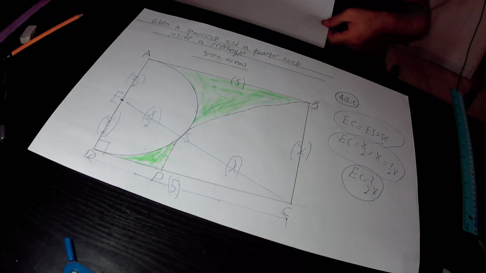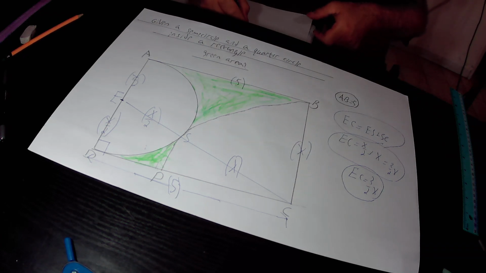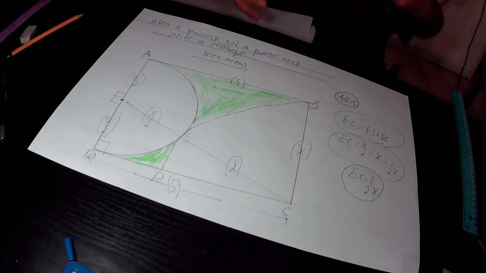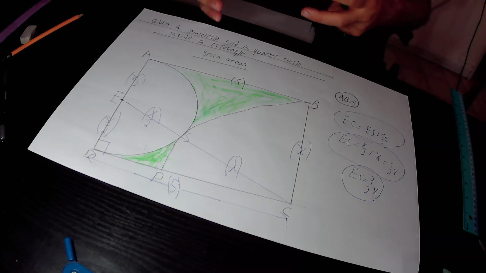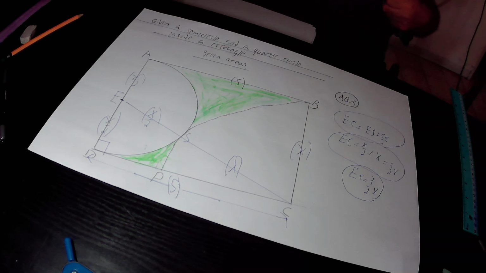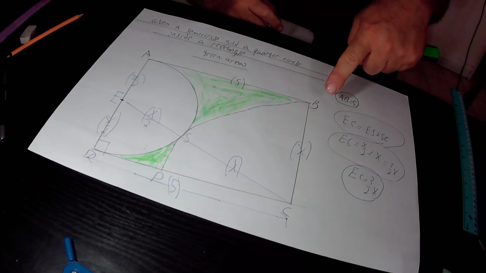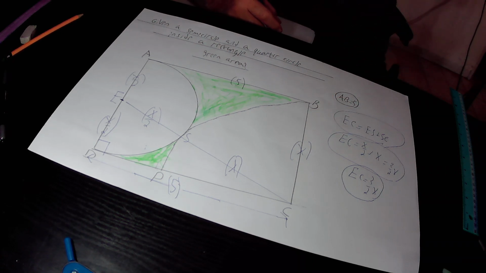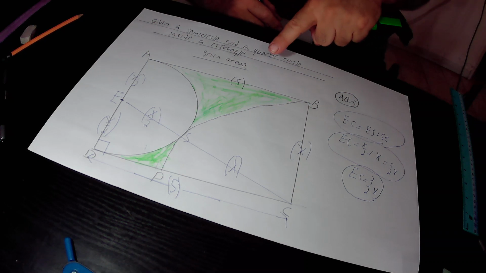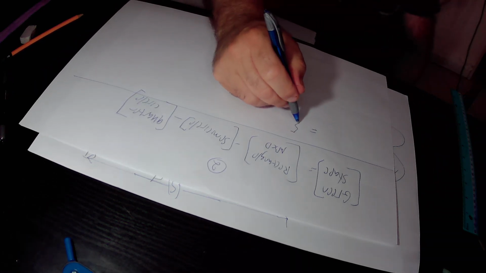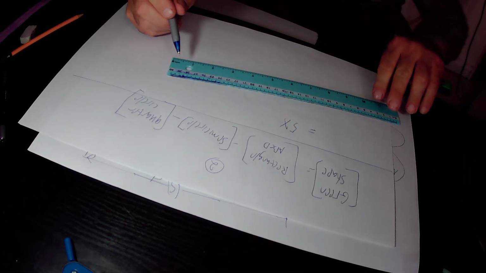So the area of the green shape equals the area of rectangle ABCD, minus the other two areas. What is the area of rectangle ABCD? The area of any rectangle equals the length times the width. The length is AB, that is 5, the width is BC, that is x, so in total the area of rectangle ABCD equals 5x. So the area of the green shape equals 5x minus the area of the semicircle.